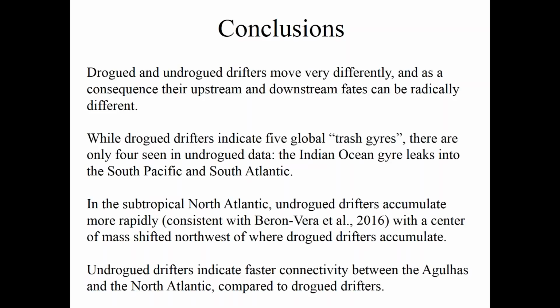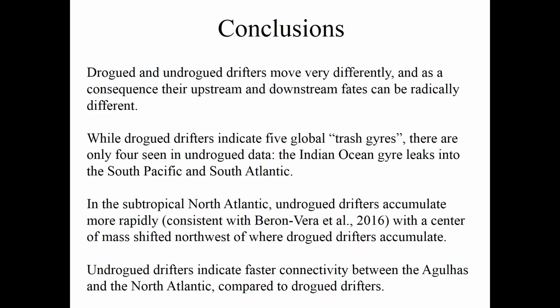The drogued drifters indicate 5 global trash gyres, and all the data do, because the drogued data do. But the undrogued drifters really have only 4 centers of attraction that are particularly significant. They don't show that Indian Ocean gyre. In the subtropical North Atlantic, the undrogued drifters accumulate more rapidly, and they accumulate in a different place, shifted more towards the Sargasso Sea, while the drogued drifters accumulate shifted off to the east and south of that region.